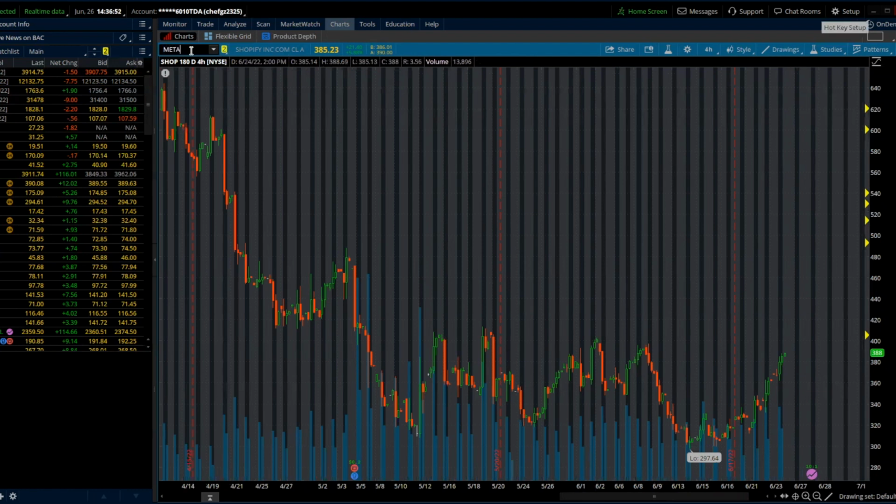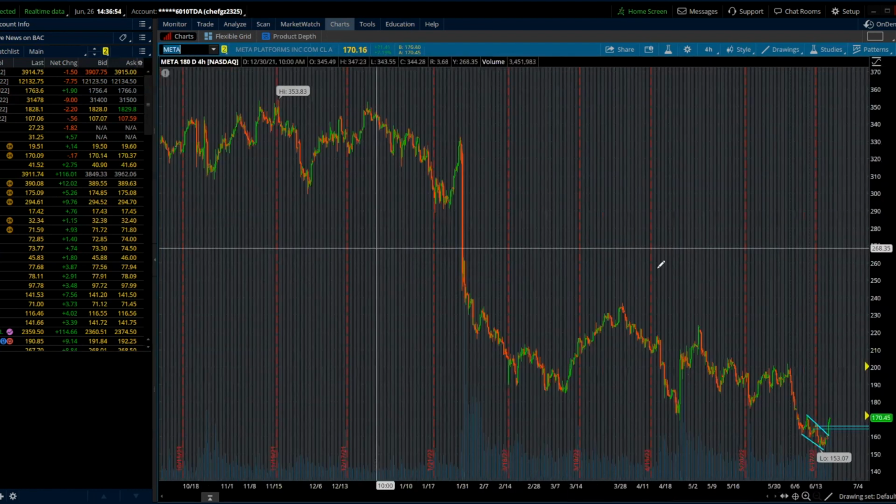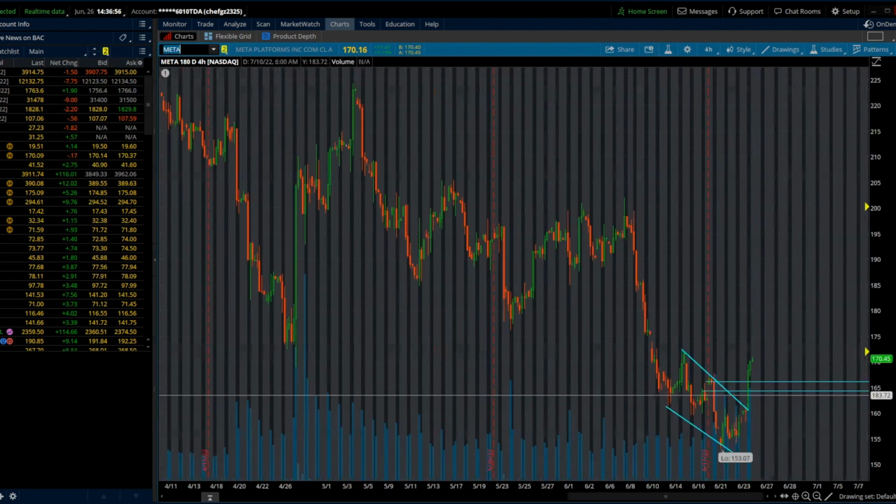The other one is going to be Meta, part of the FANG stocks, which no longer is FANG. It's actually MAANG, M-A-A-N-G. Used to be FANG. So thank Zuckerberg for that, right?